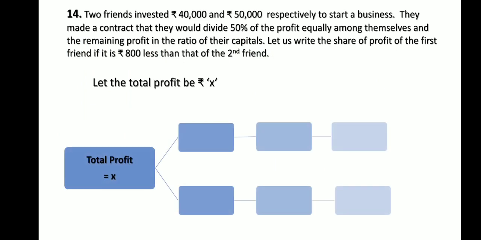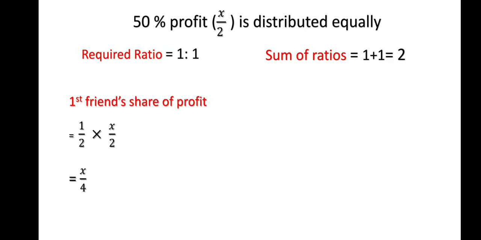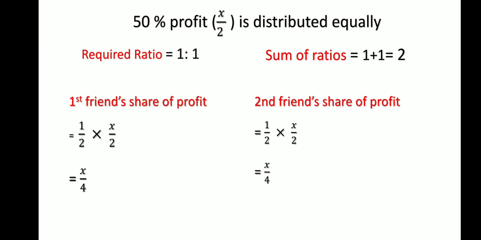Now 50% of this profit, that is 50 by 100 into X, is X by 2. The remaining profit is also the remaining 50%, that will also come X by 2. So 50% of profit, that's X by 2, is distributed equally. We know the ratio is 1:1. Sum of ratio is 2. First friend's share is half into the profit. Profit is X by 2, so we get X by 4. Similarly, the second partner's profit also comes to X by 4.